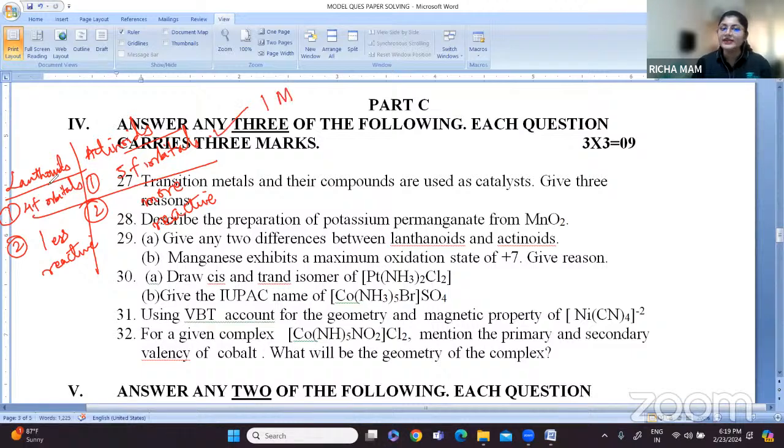Both sides should be correct. If one side is wrong, then the whole point is wrong and 1 mark will be deducted. If the second point is correct, you will get only 1 mark. If both points are correct, you will get 2 marks. So when you write the differences, both sides should be correct. These are the two differences.